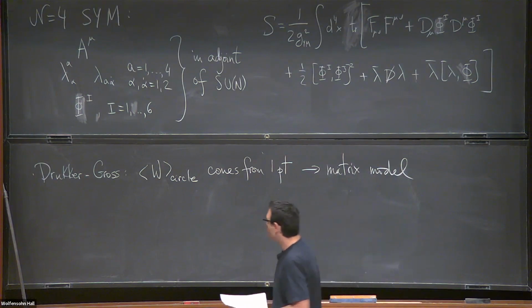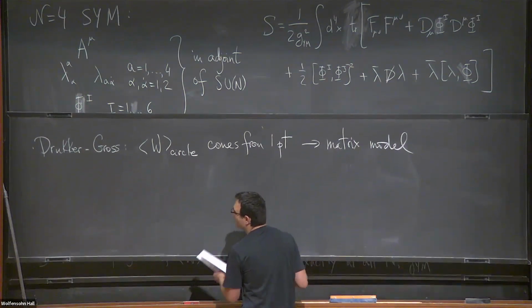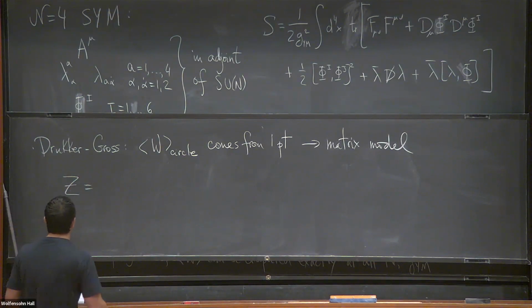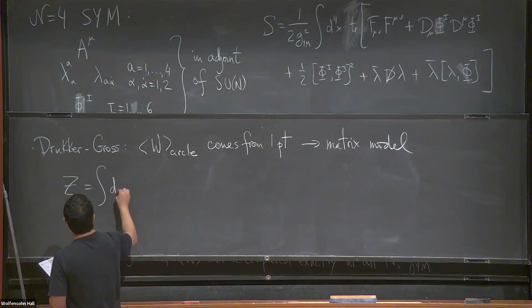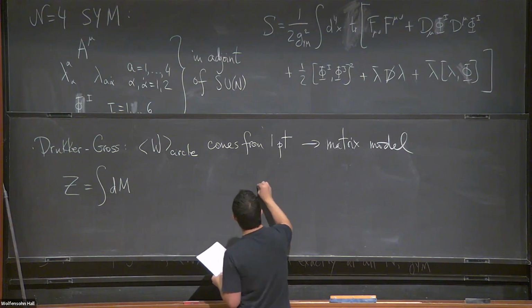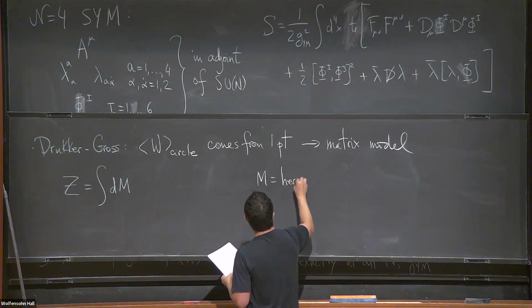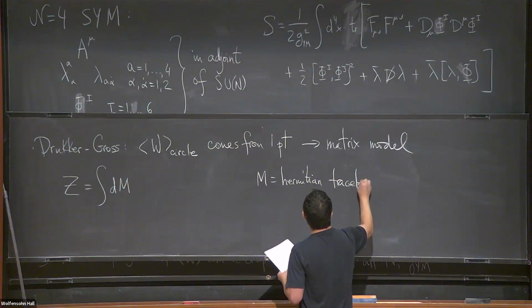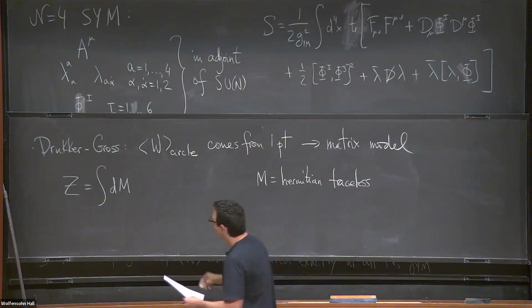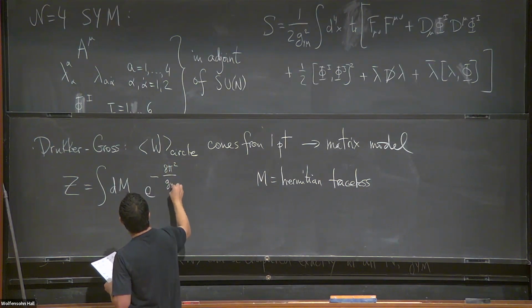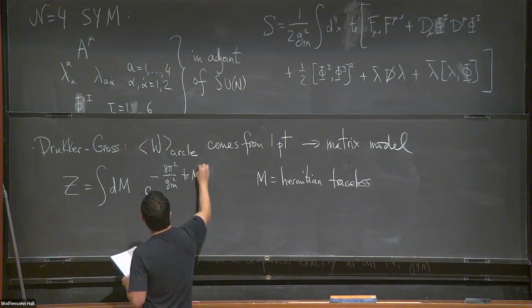And they figured out what the matrix model is. They conjectured it, and then it was later proven. So the matrix model is this. You start with a partition function. It's just a Gaussian matrix model. So integrate over matrices M. So M would be Hermitian and traceless if the gauge group is SU(N). E to the minus 8 pi squared over g Yang-Mills squared times trace of M squared.